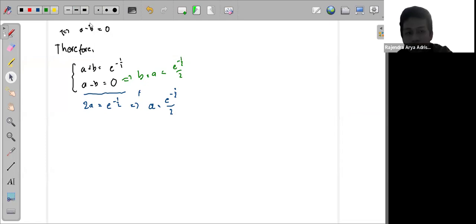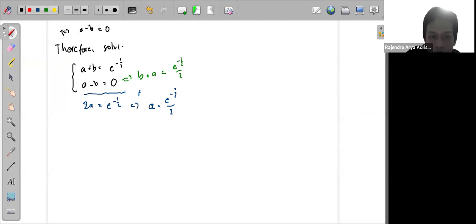Let's use simpler language here. Therefore, solving this system of equations, we get that a is that and b is that, so they have the same value.